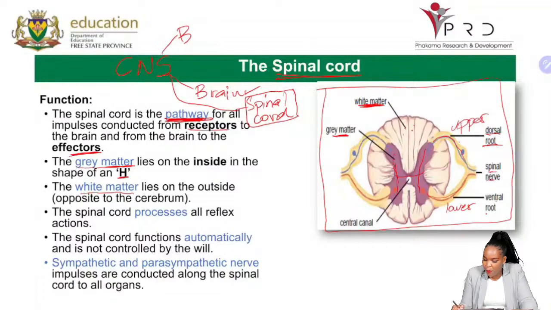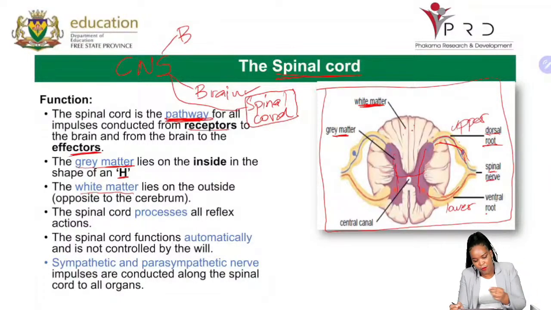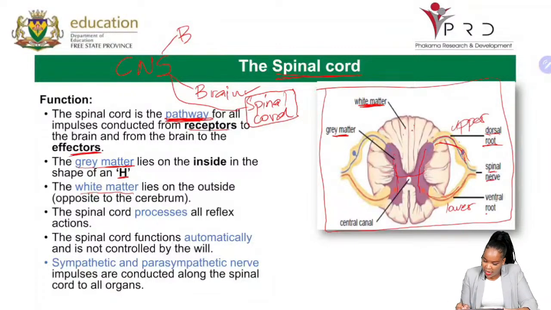is where the spinal nerve comes in and out, depending on which cell they come from, the sensory neuron or the motor neuron. But the sensory neuron, remember, is the one that is receiving, and the motor neuron is the one that is sending to the effector for you to respond. Right, so that is the diagram of the spinal cord.